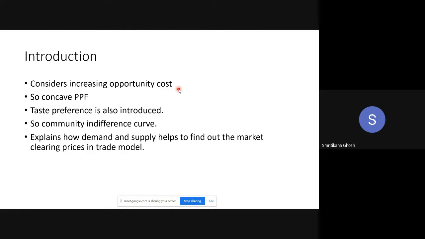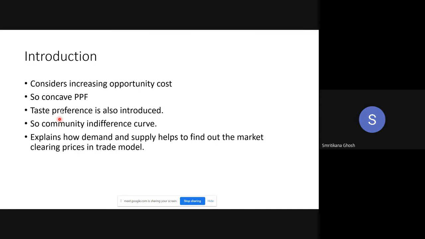The standard trade model is trying to explain reality in a different way as compared to Ricardo. It is trying to relax the assumptions of Ricardo. So the first relaxation is that opportunity cost is increasing, so that your PPF is concave. The second relaxation is that the consumer's taste and preference is introduced, so that the model can use the community indifference curve.